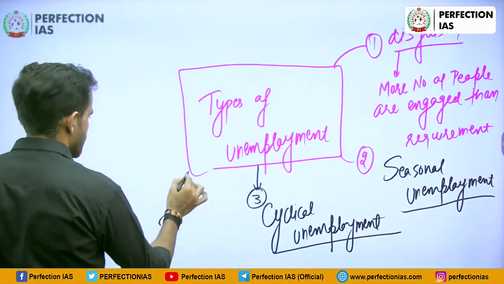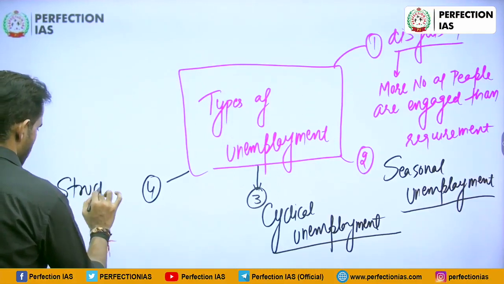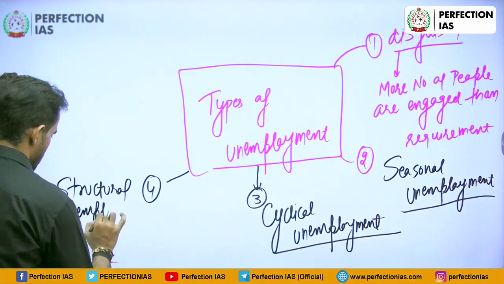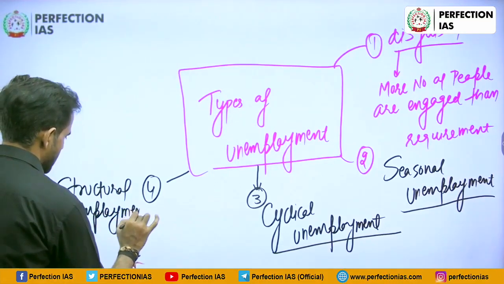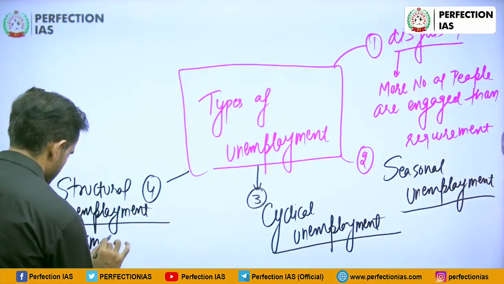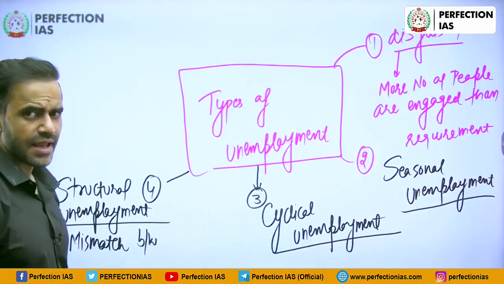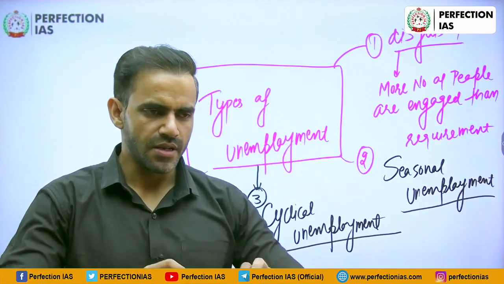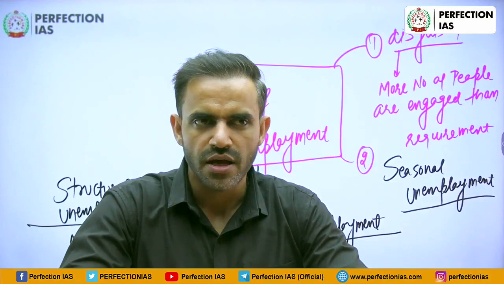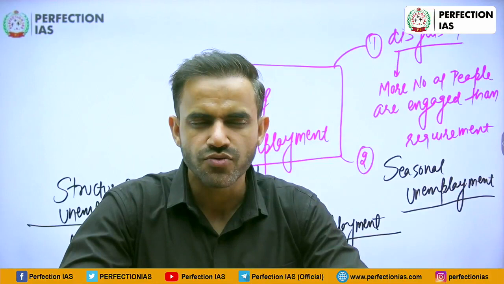Next type is structural unemployment. Structural unemployment means there is a mismatch between skill required and skill available. For example, you need to hire a cook, but there is one person who says, I know how to manage or I know how to drive, but I do not know how to cook.